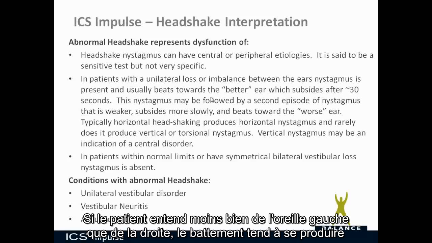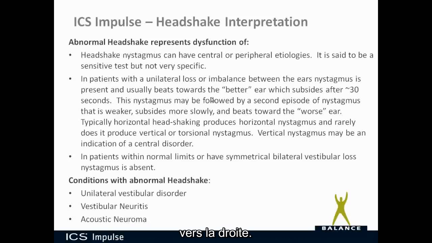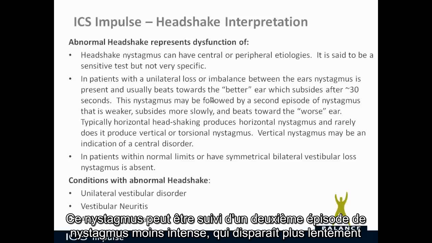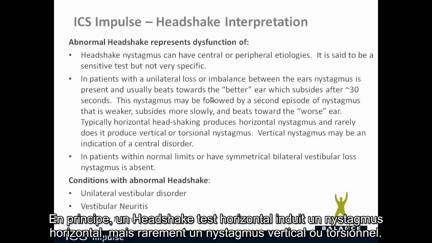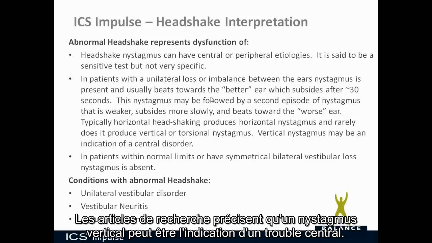If you had a poor ear that's on the left side and a good ear that's on the right side, the beat should be beating rightward. So they're going to beat toward the better ear. This nystagmus may be followed by a second episode of nystagmus that is weaker, subsides more slowly, and beats towards the poorer ear. So in the case I gave you, it would beat towards the left ear. Typically, horizontal head shaking produces horizontal nystagmus, and rarely does it produce vertical or torsional nystagmus.